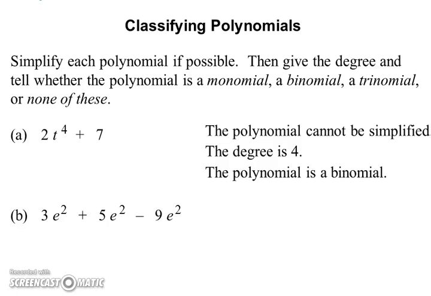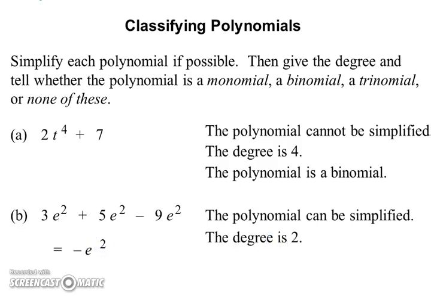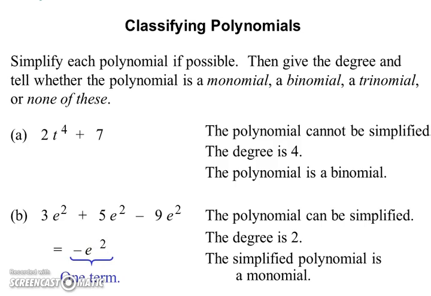And because they're like terms, we can simplify the polynomial by adding the terms and combining them. So we will do that. If we add 3 plus 5, we get 8, and then 8 minus 9 gives us negative 1, and we would just write negative 1e to the second power, which is the same as negative e to the second power. So that's how we combine like terms in a polynomial when there are like terms.